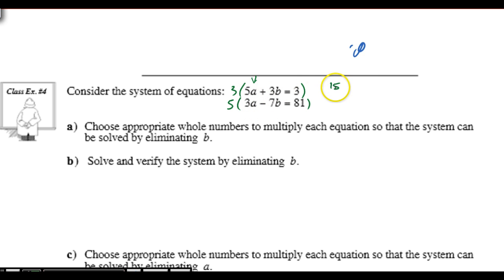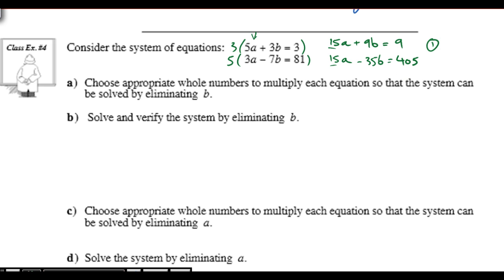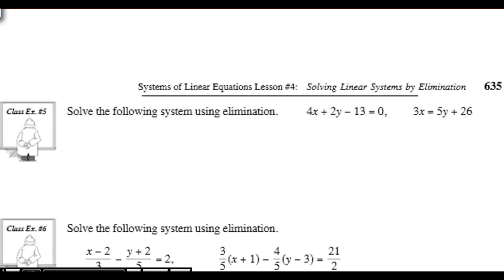So it's going to be 15a plus 9b equals 9. That's the first equation, and the second equation is going to be 15a minus 35b equals 405. And then again, once you have your coefficients the same, you can go ahead and eliminate the a's by subtracting the bottom one from the top one. So I'm going to let you do that and see if you can get to the answer. I'm going to jump right to the next example here.